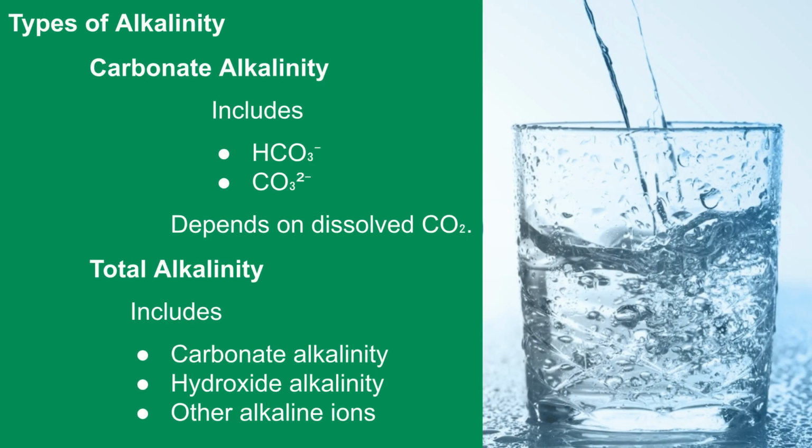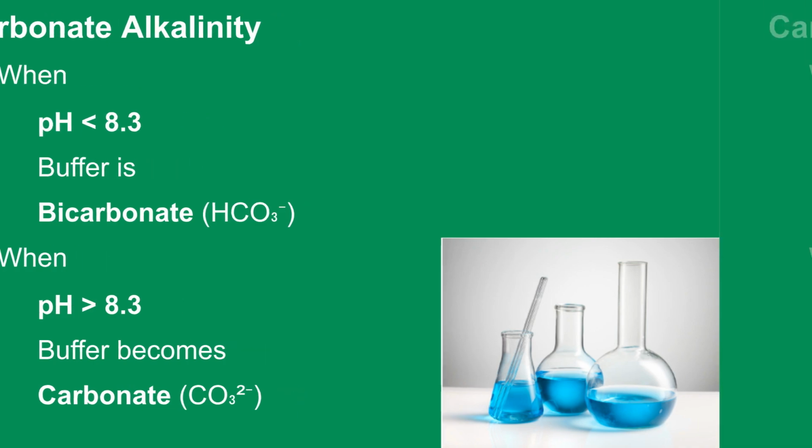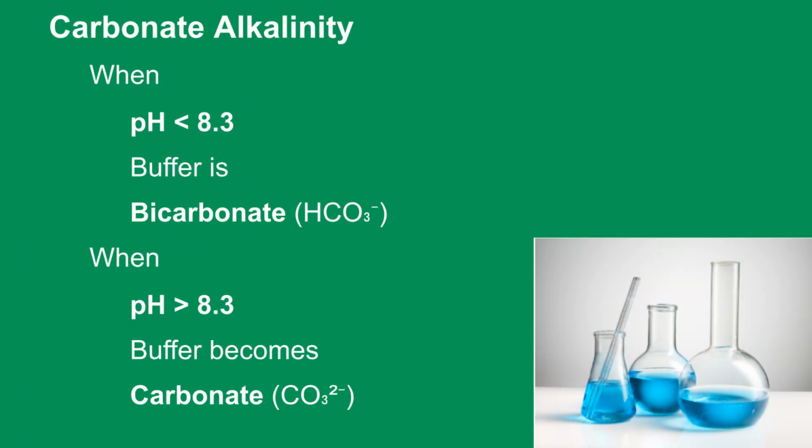Alkalinity is generally categorized into two types: carbonate alkalinity, which includes bicarbonate and carbonate ions, and total alkalinity. Total alkalinity is a broader measure that includes carbonate alkalinity, hydroxide alkalinity, and other minor alkaline ions present in the water. This slide highlights carbonate alkalinity. When the pH is below 8.3, the buffer is primarily bicarbonate. When the pH rises above 8.3, the buffer shifts to carbonate. To break this down further, remember that the shift occurs at a pH of 8.3. Below this point, bicarbonate dominates, and above this, carbonate becomes the primary buffer.